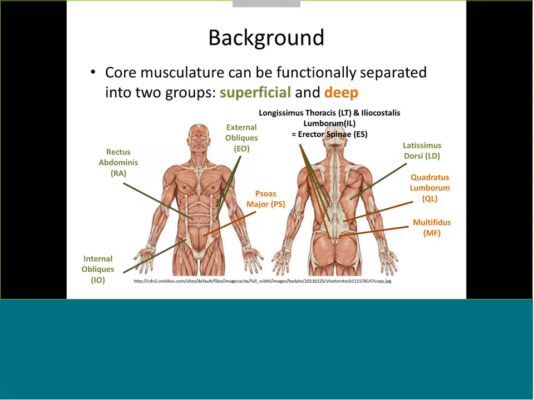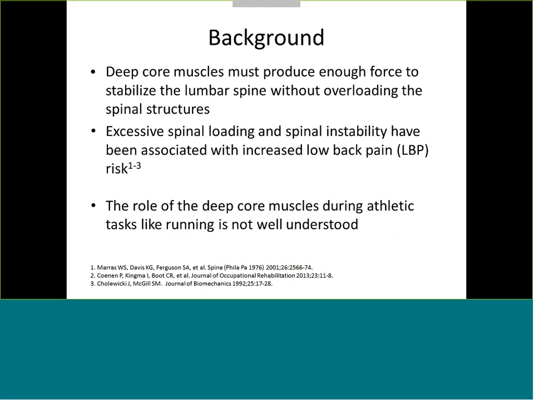And they do this by contracting and exerting axial compressive loads on the lumbar vertebrae. It's important that these muscles produce enough force to stabilize the spine, but not so much that the spinal structures are overloaded. Both excessive spinal loading and spinal instability have been associated with increased low back pain risk. So it's really important that these muscles are functioning properly in order to ensure optimal health.